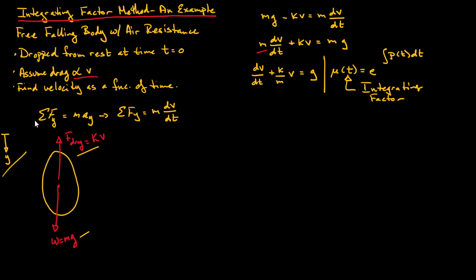So now we need to find what p of t is. So you go back to your standard form and you will see that p of t is this term over here. So mu of t becomes e to the power of the integral of k over m dt. Now k and m are independent of time, so these can be taken out of the integral. So all we are left with is e to the power of k over m multiplied by t.